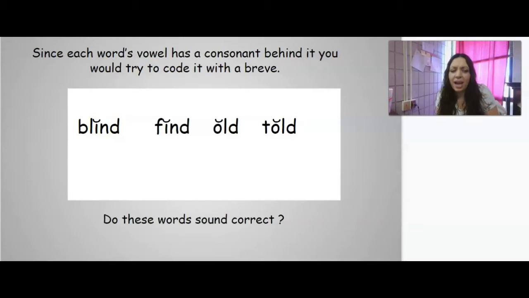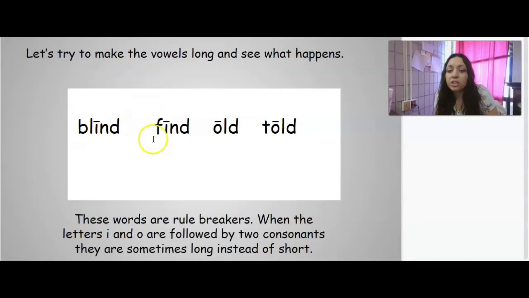So now we're going to try to sound those words out. Are you ready? Blend, end, fend, old, ald, tald. Do those sound correct? No. Let's try it with a long vowel and see what happens. Are you ready? Blind, find, old, told.